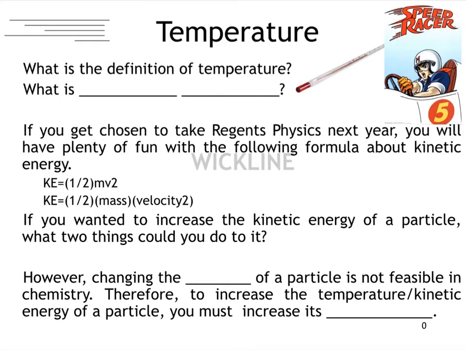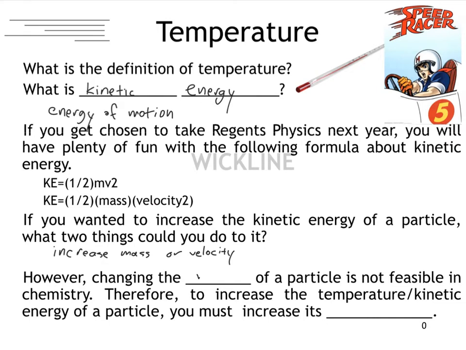All right, so temperature. The definition of temperature, as you may remember, is a measure of the average kinetic energy of a substance, which brings up an important point. What is kinetic energy? It's the energy of motion, and it can also be described with this equation. It says that kinetic energy is 1/2 the product of mass times the velocity squared. If you wanted to increase the kinetic energy of a particle, you could do two things. You could increase the particle's mass, or you could increase the particle's velocity.